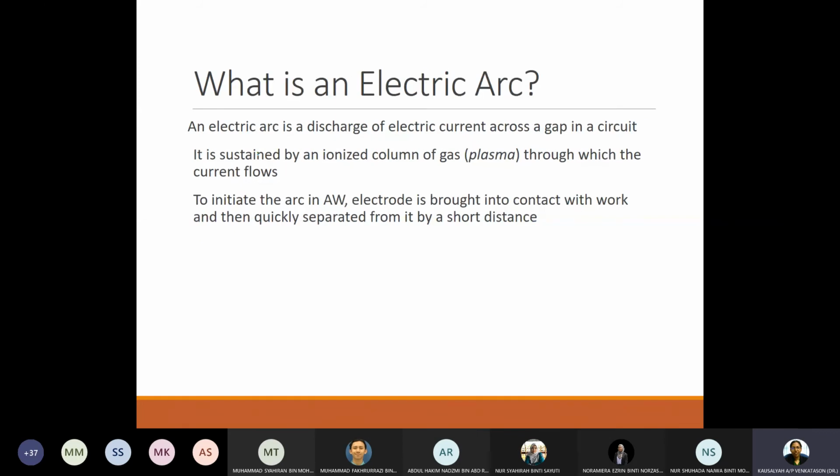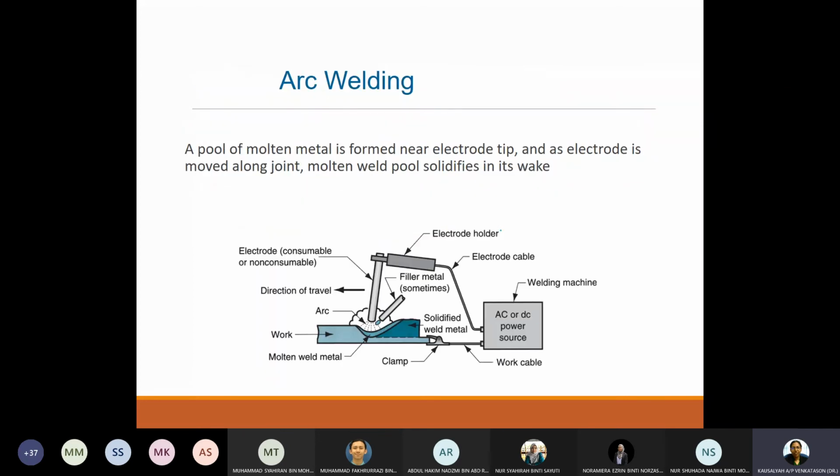So what's an electric arc? An electric arc is a discharge of electric current across a gap in a circuit. So when you have a gap, the discharge of the current appears in the circuit. It is sustained by an ionized column of gas, which we call plasma, through which the current flows. To initiate the arc in arc welding, the electrode is brought into contact with the work and then quickly separated from it by a short distance.